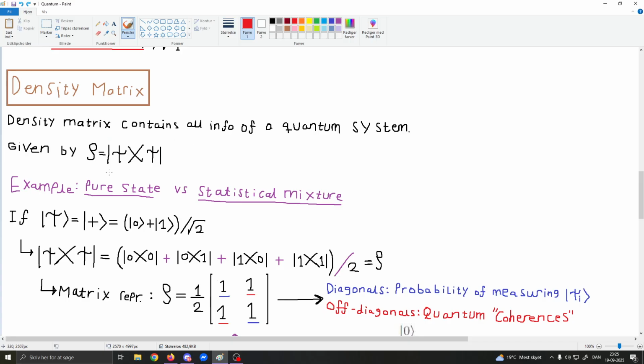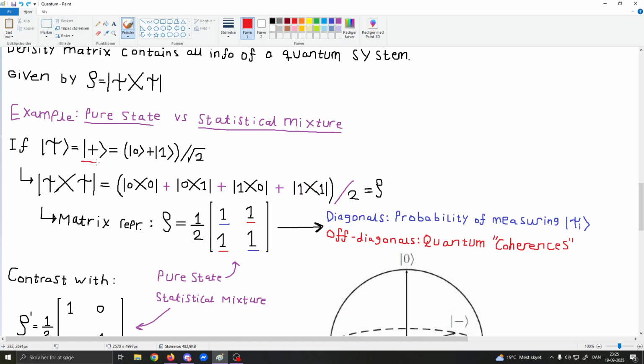So the density matrix is given by the outer product of the quantum state you're dealing with. So if we take an example, such as the computational plus state, which is just an equal linear combination of ket0 and ket1, and we then take this outer product, we get every combination. I think I showed this earlier today. We get 0 multiplied by 0, 0 multiplied by 1, 1 multiplied by 0, and 1 multiplied by 1.